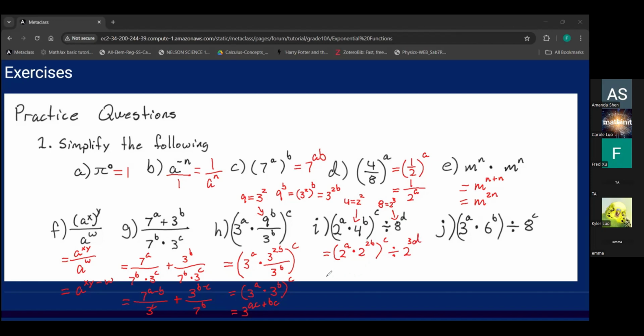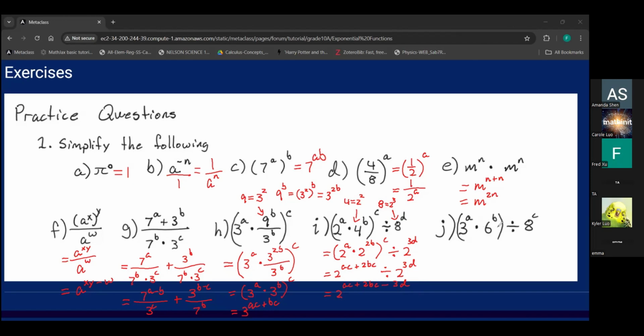And then this you can rewrite as, right here, 2 to the power of ac plus 2bc, all divided by 2 to the power of 3d. And then over here, you just subtract. So 2 to the power of ac plus 2bc minus 3d. This is the most simplified form.